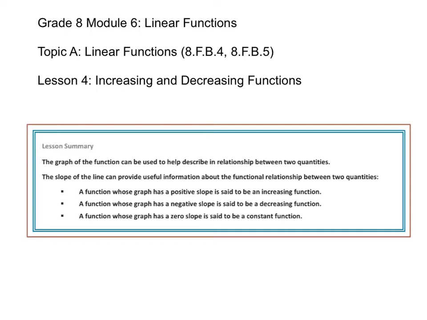A function whose graph has a positive slope is said to be an increasing function. A function whose graph has a negative slope is said to be a decreasing function. A function whose graph has a zero slope is said to be a constant function.